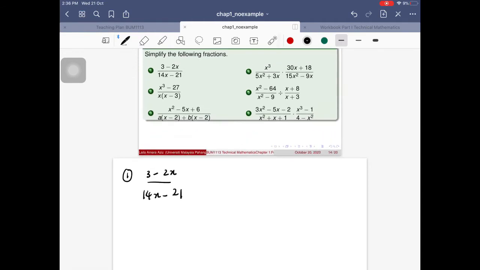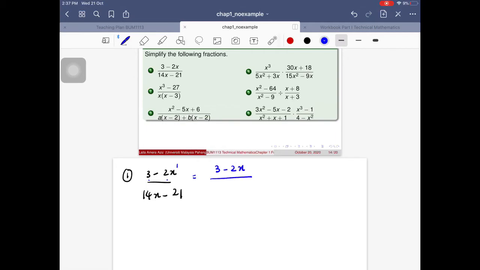14x minus 21. So first of all, when you have a look at this, you couldn't really tell whether or not they have common factors. So what you ought to do is factorize the denominator and also the numerator. For the top, there's nothing we can do. There's no need to factorize, because this is a linear factor of 3 minus 2x, and these two constants cannot be factorized. So just leave it as 3 minus 2x.